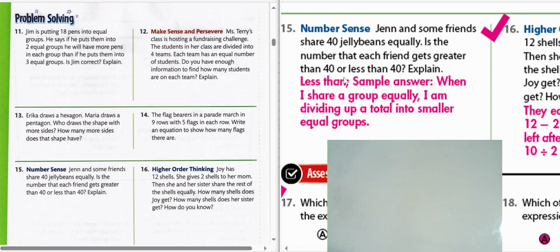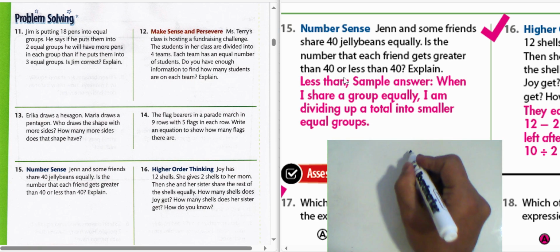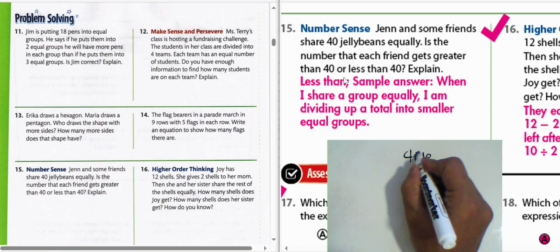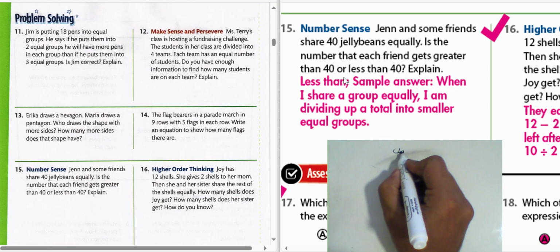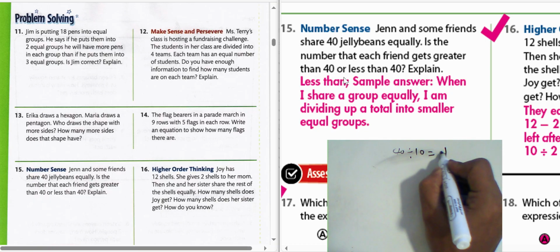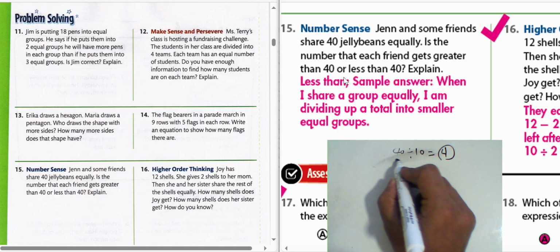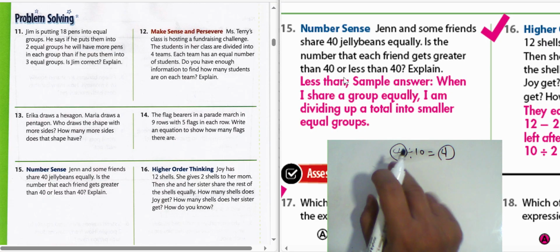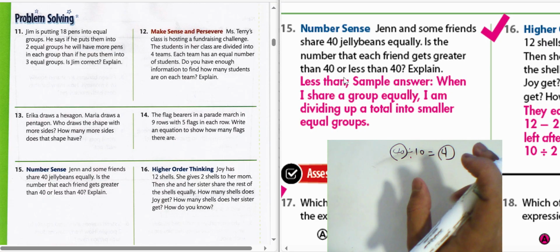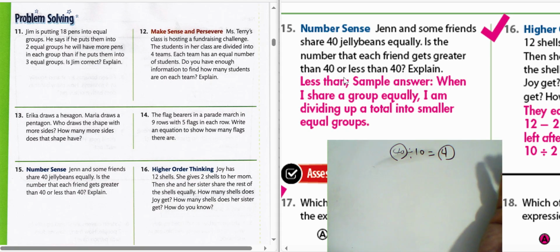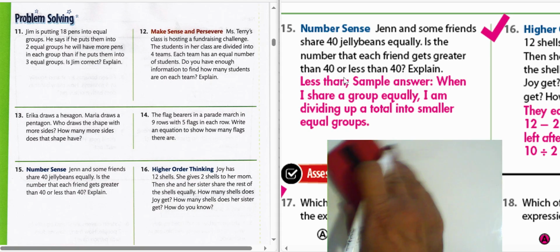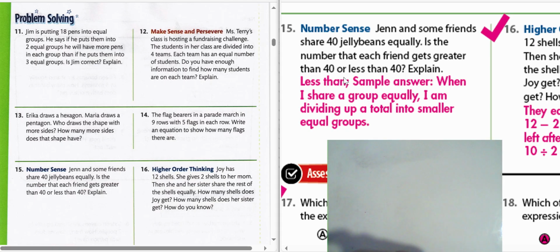When I share a group equally, I am dividing up a total into smaller equal groups. Like if we write 40 divided by 10, the result will be 4. Then the result here is less than the number. So any time I share a group equally, I am dividing up a total into smaller equal groups. And 40 divided by 10 equals 4. Next question, number 16.